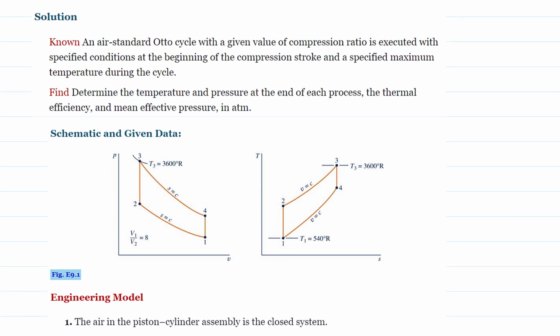So this is an air standard Otto cycle. The piston cylinder system contains air, which is considered as an ideal gas in a closed system. We'll neglect the changes in kinetic and potential energy of the system, and the Otto cycle consists of 4 reversible processes: 2 constant volume processes and 2 isentropic processes.